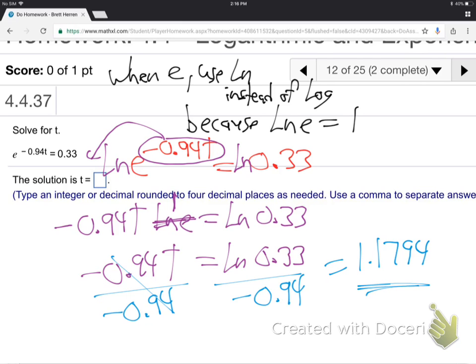I actually got positive. Because that log on the top, when I hit it, comes out negative over this negative. That's why it's actually positive in the end. Even though there's no negative sign, the ln of 0.33 is a negative answer. So in the end, it just comes out positive.